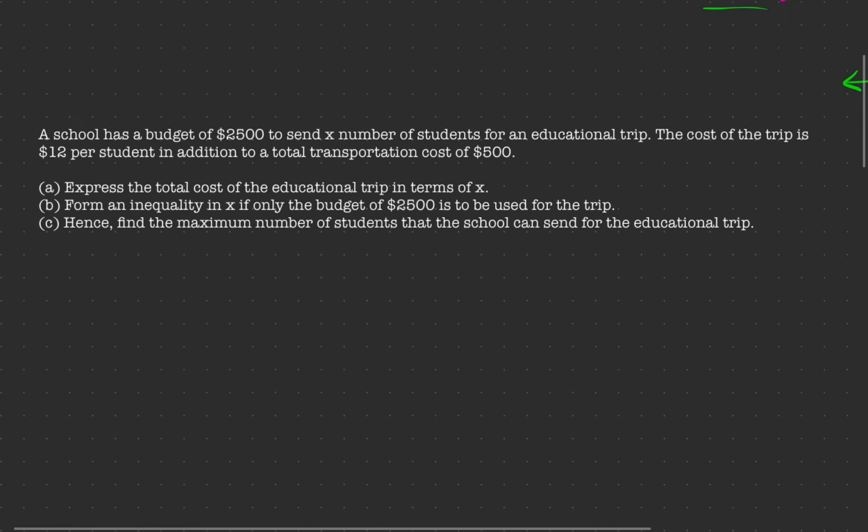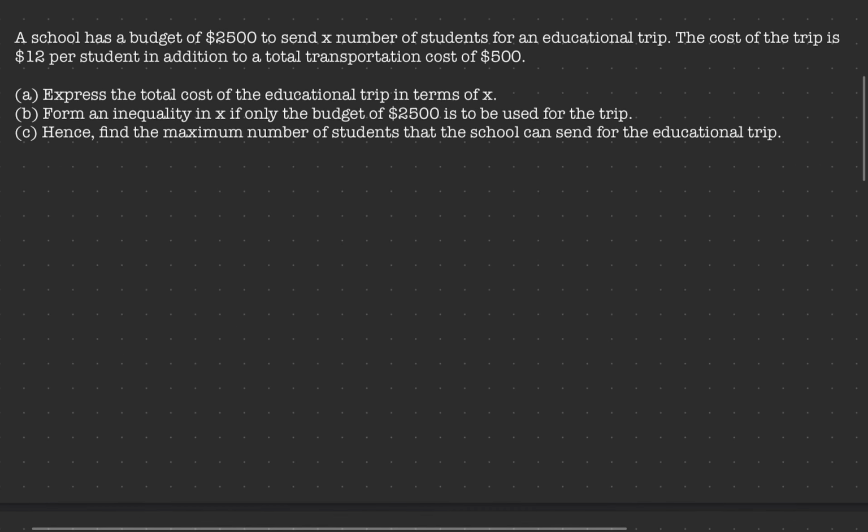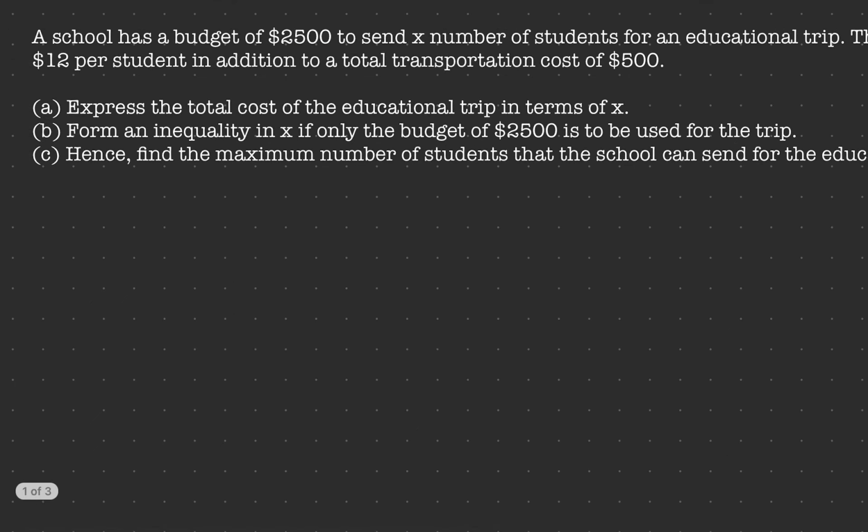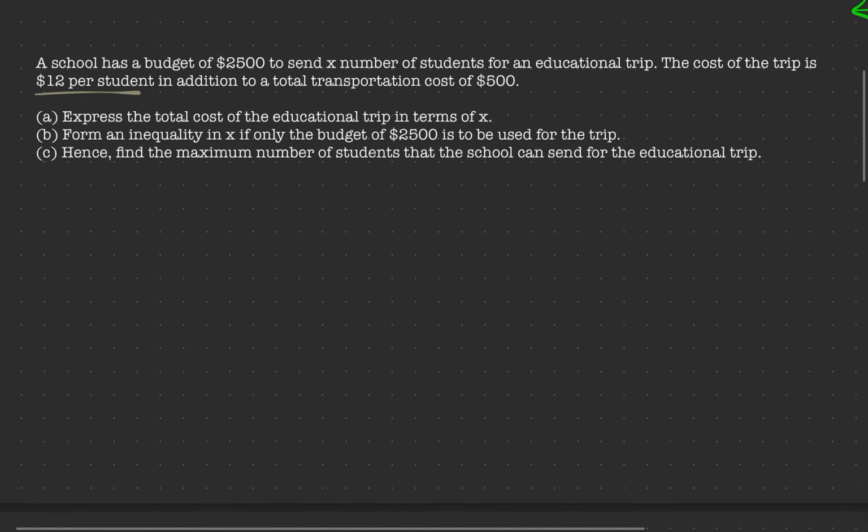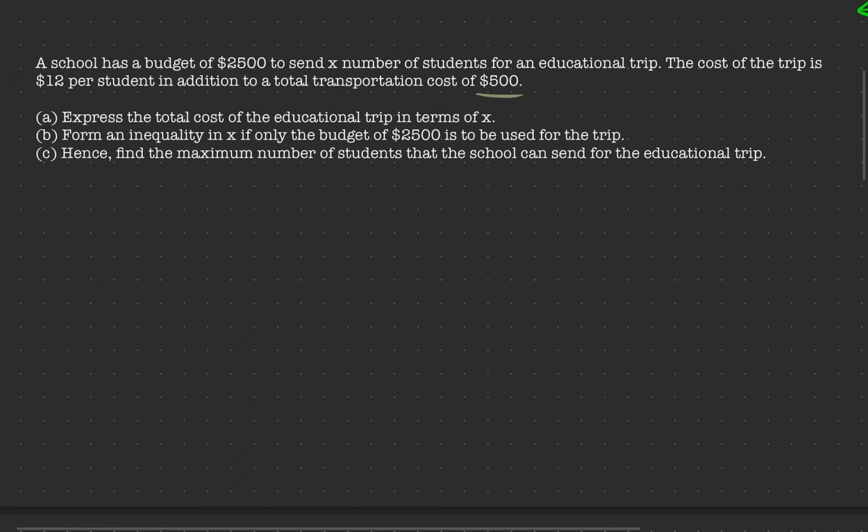Okay, so now let's move on to the real world problem. A school has a budget of $2,500 to send x number of students for an educational trip. The cost of the trip is $12 per student, in addition to a total transportation cost of $500. Okay, so for now we have the school's budget. We also have the price per student, and we have the transportation cost.